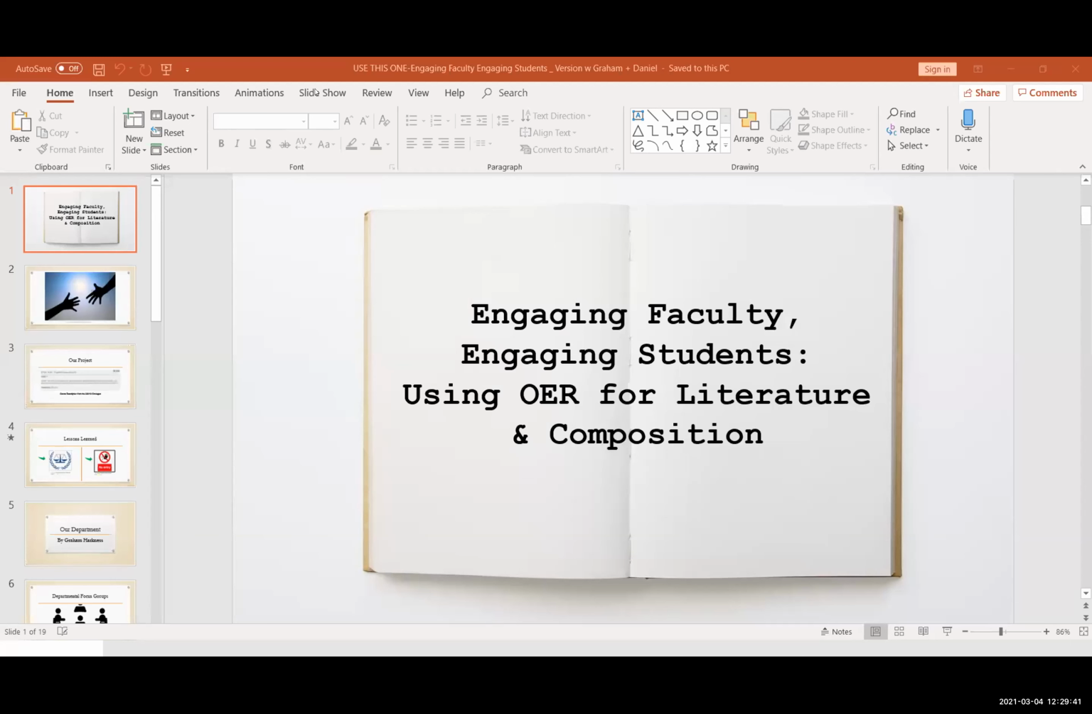My team and I are creating an OER project for our college's literature-based composition course. And our presentation covers the importance of collaboration in our design process. So we want to provide some insights on the benefits of collaboration.